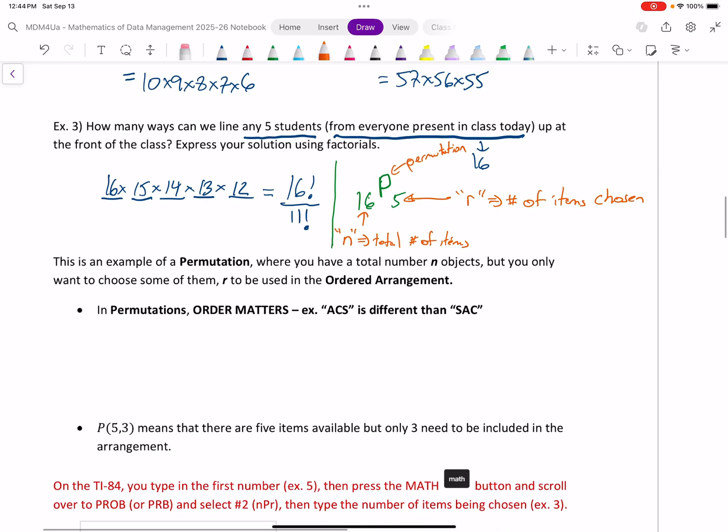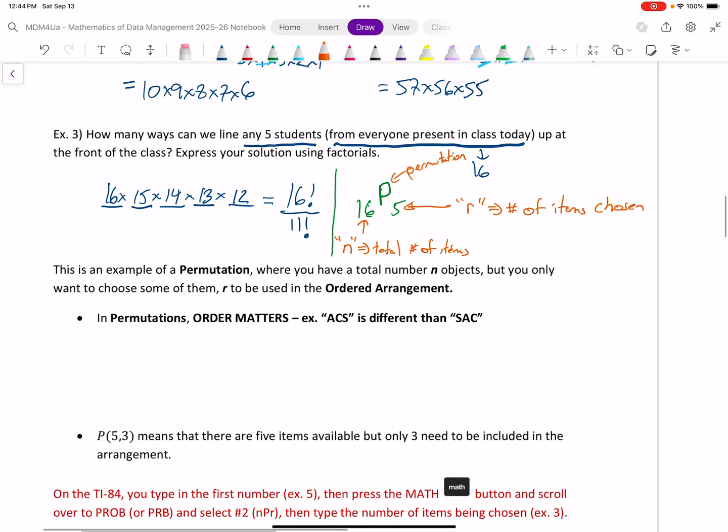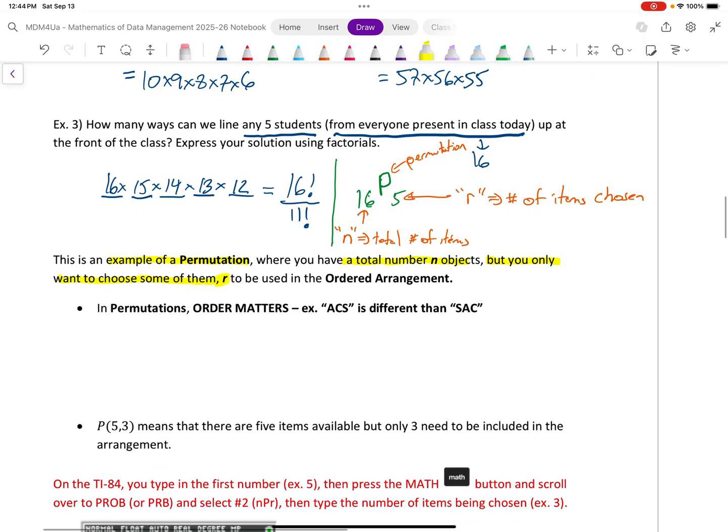And this is frequently used in situations like this. Just to note, the 16 and the 5 technically are like subscripts, so they're smaller than the P, or down from the P, and slightly smaller. So below here is exactly what I just stated. This is an example of a permutation where you have a total number of n objects, but you only want to choose some of them, R, and we're going to find out the number of ordered arrangements.